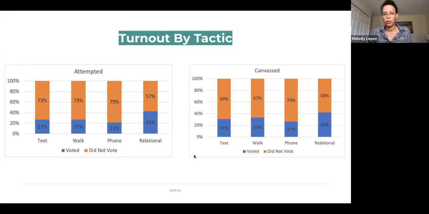Any other questions? I'm not surprised that there's obviously a big gap between the number of attempted and the number of actual conversations or canvassed, but do you see any trends there? Is that overall kind of what you would expect, and anything in terms of differences between the elections and how those numbers stacked up?